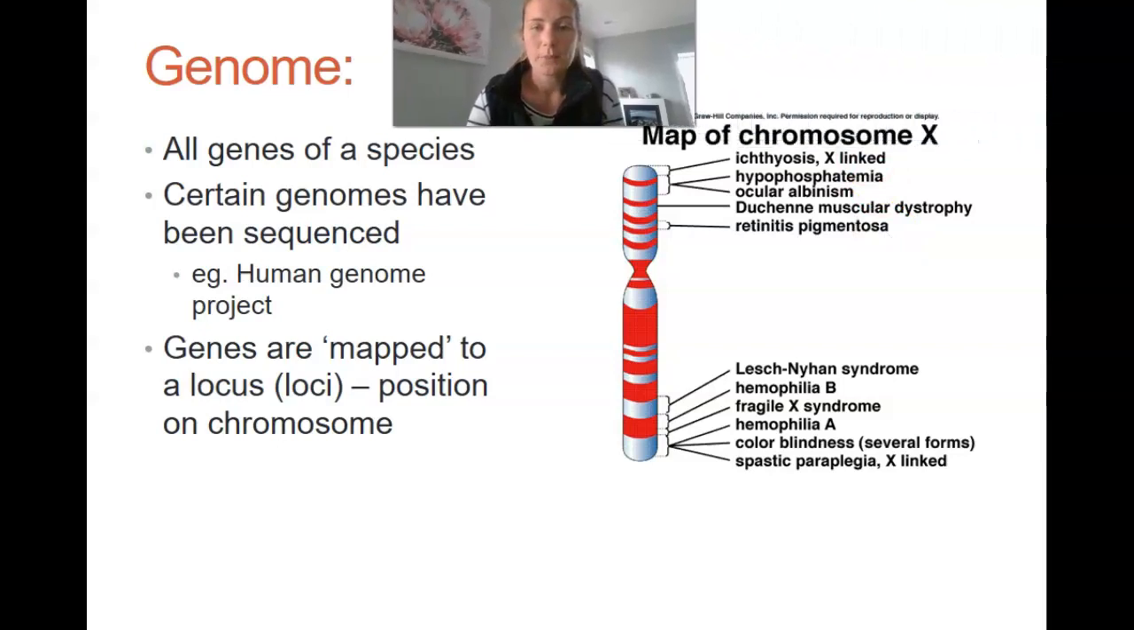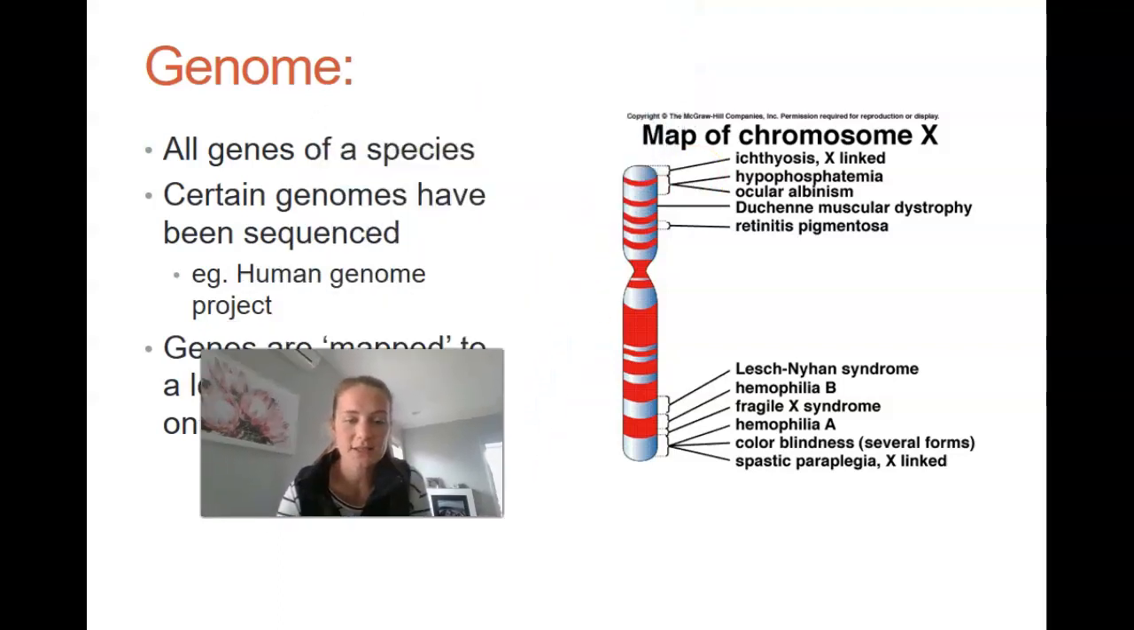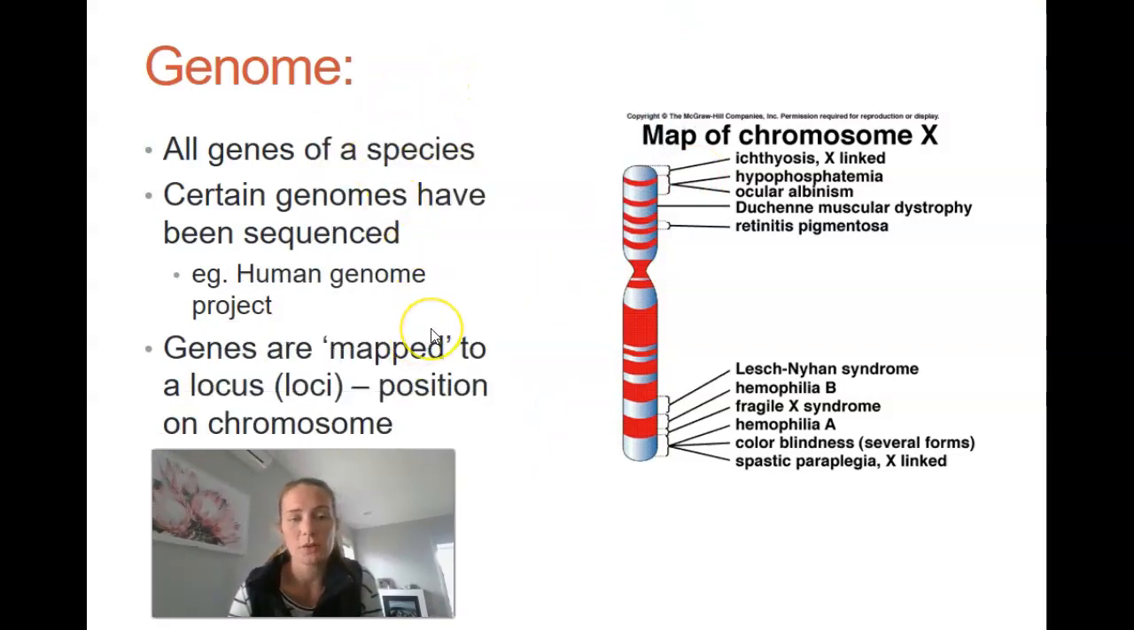So just like the proteome was the set of functional proteins for a species, here we're talking about genomes. Genomes would be all of the genes of a species, which a lot of work's been put into mapping for the Human Genome Project, and we now know that there's roughly 25,000 human genes, and their loci can be mapped to a position in our karyotype on a chromosome.